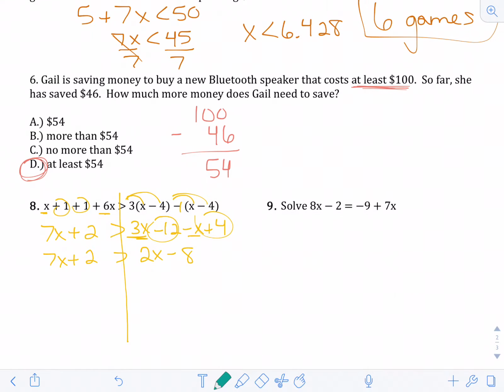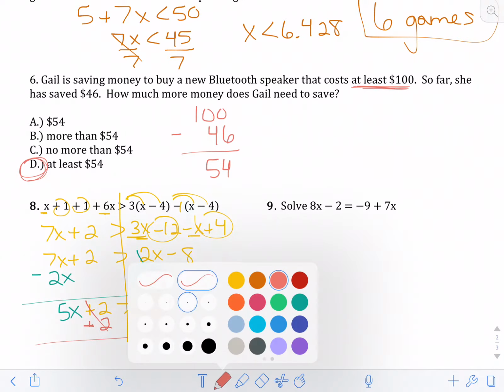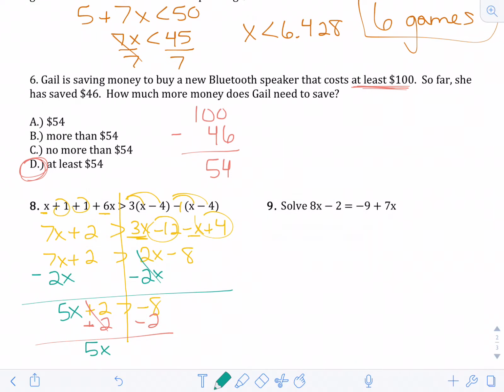All right, now I'm going to get my x's on the same side. So I'm going to subtract 2x from both sides. And 7 minus 2 would give me 5, so I have a 5x. Everything else stays the same, plus 2 minus 8. I'm going to subtract that 2 from both sides. So I still have a 5x. I still have my inequality symbol.